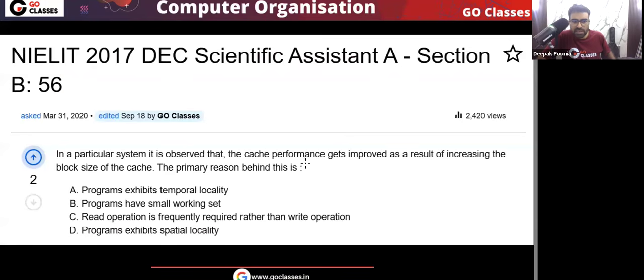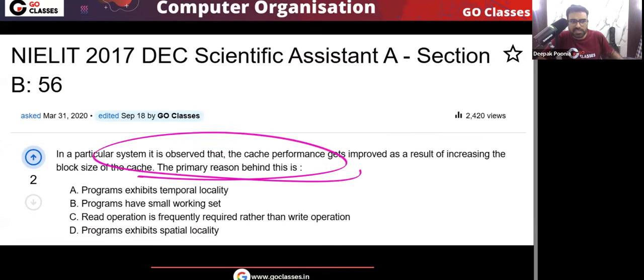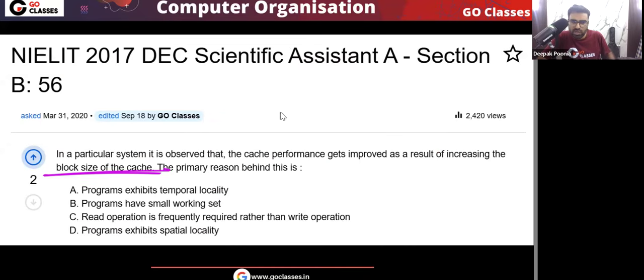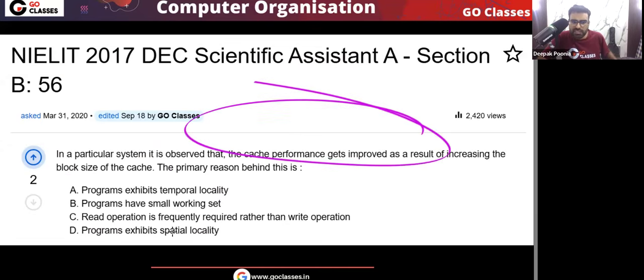In the majority of the programs that we run, there is a good amount of temporal locality and a good amount of spatial locality. Almost all programs have these two properties. So this is a beautiful question: we increase the block size, and we observe that cache performance also improves. The primary reason is that the program we are running has a lot of spatial locality, and that's why when you increase the block size, you are taking more advantage of that spatial locality, and the performance improves.